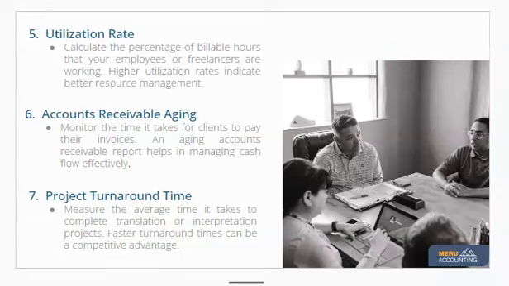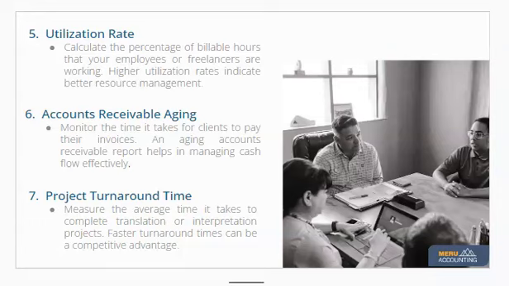Utilization rate. This indicator is used to measure the percentage of the working hours of your employees or the freelancers that are working for you. The higher the utilization is, the more it shows that your resource management is good. Account receivable aging. This indicator calculates the time it takes for a client to pay their invoices or pending payments. Account receivable reports help you to make better cash flow management.